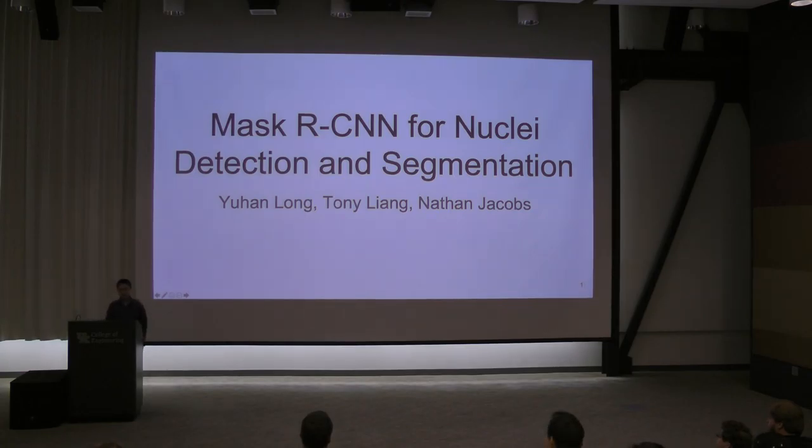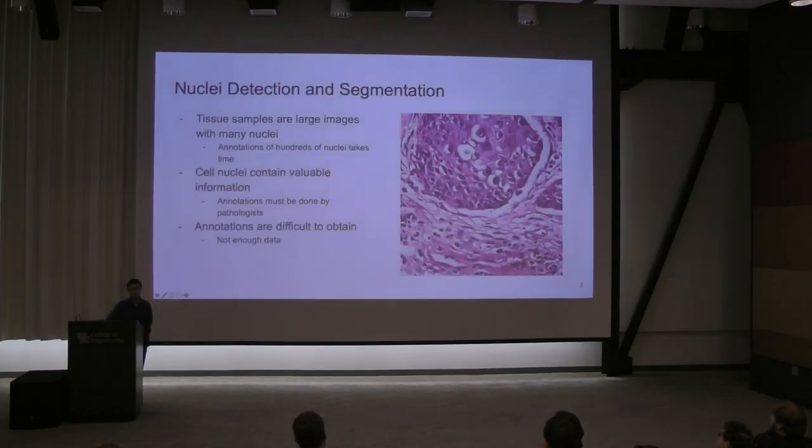Hello, I'm Yuhan Long, and this summer I worked with Mask R-CNN for nuclei detection and segmentation of tissue images with the grad student Tony Young and Dr. Nathan Jacobs.